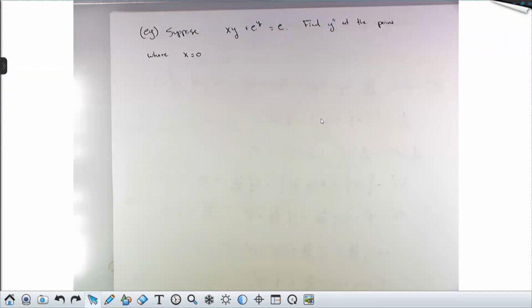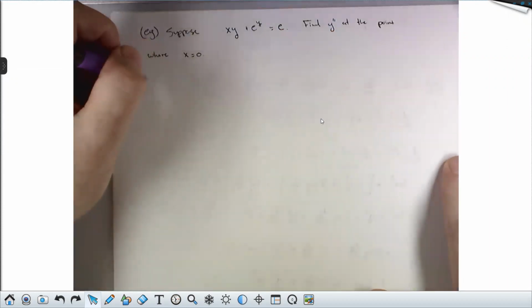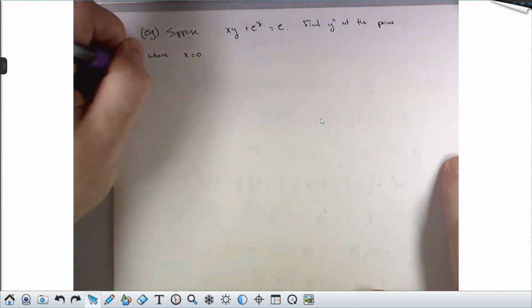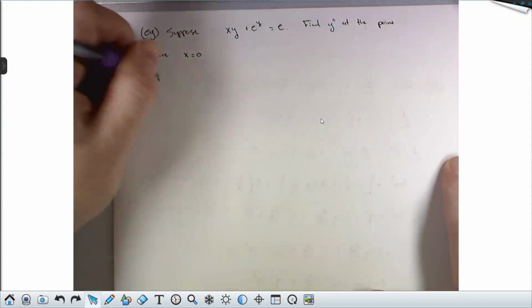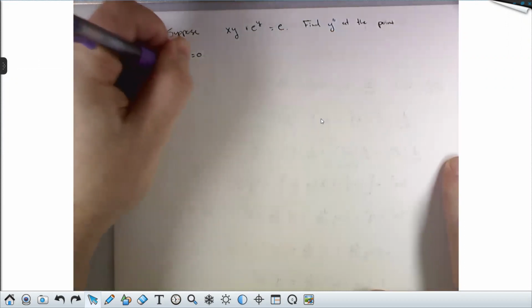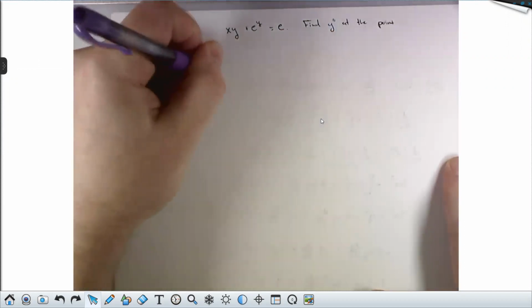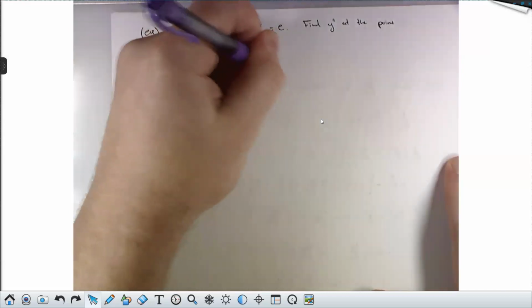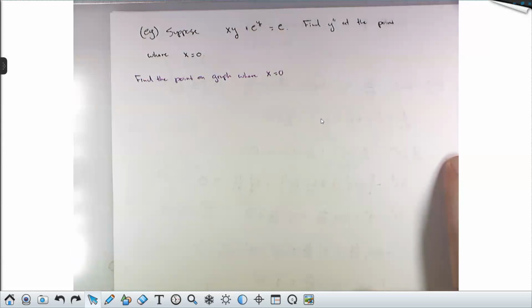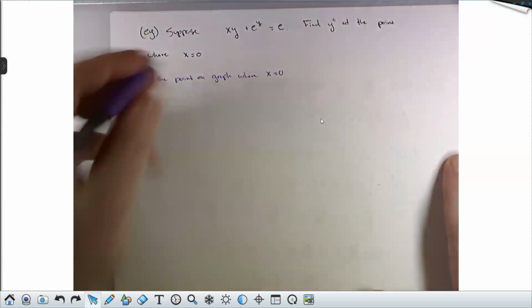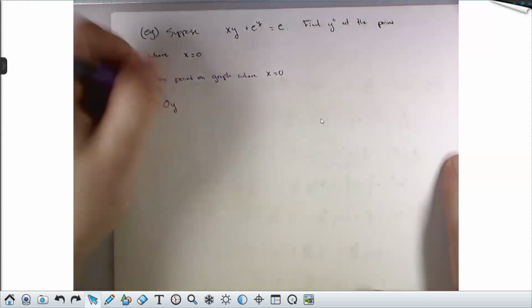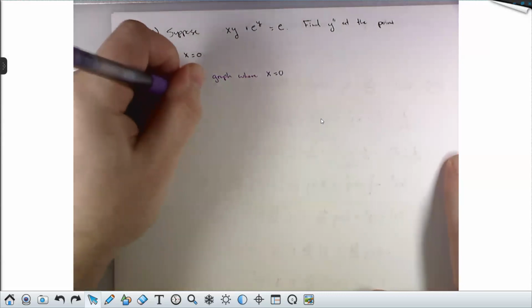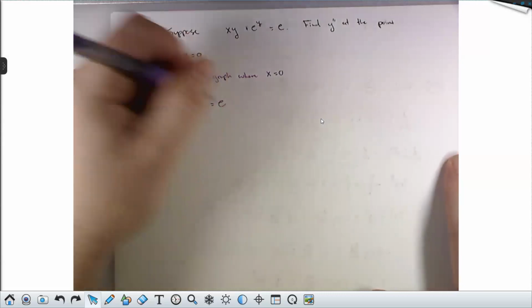So first we should find that point. I just kind of cheated there. Let's find the point on the graph where x is equal to 0. To do that, I would plug in 0 for x here and solve for y. So I have 0y plus e to the y equals e.